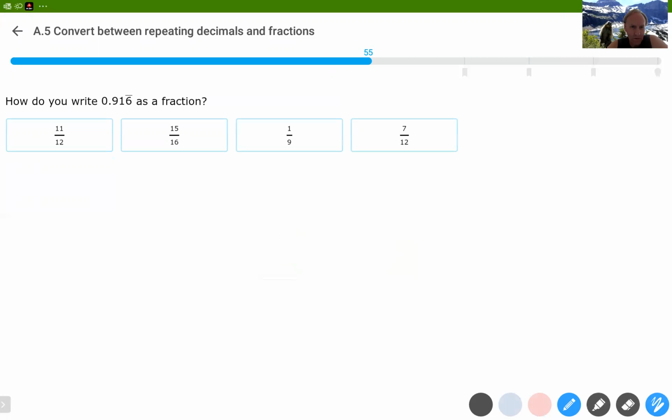Now this one's a little more interesting. Basically, we've got 91 over 100 plus we have that 6 repeating, which is 6 over 900, I believe. And let's see if I'm right. 6 over 9 in the hundreds place, maybe it's over 1,000. Let's see, it's an extra 1,000. Yeah, I think it's 6 over 900. Yep, that's it.